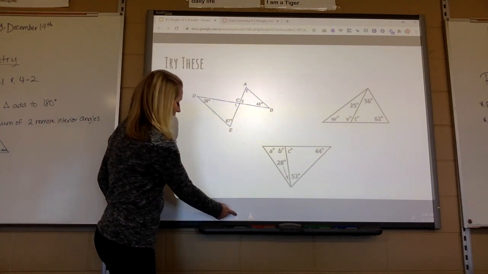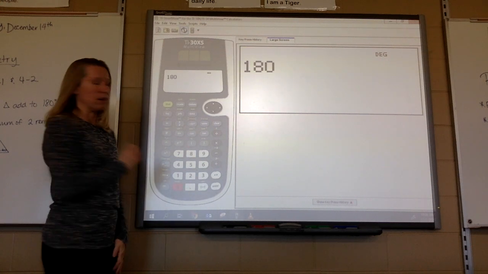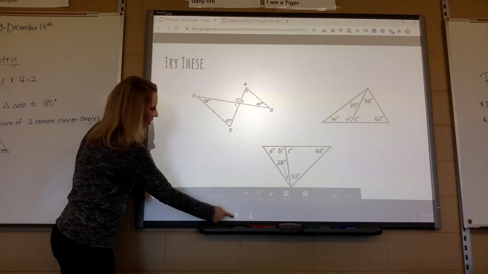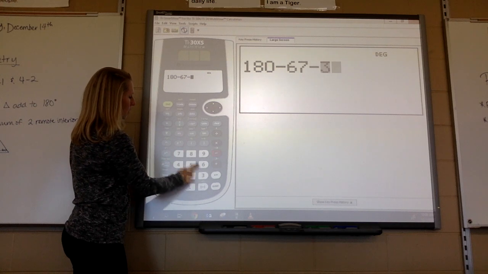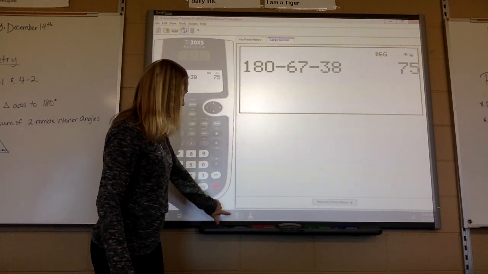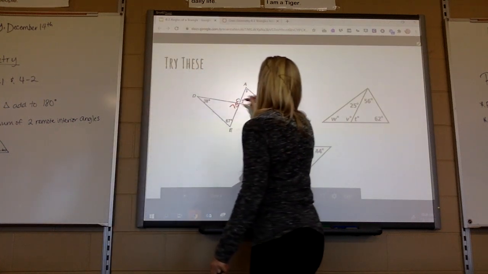So all the angles in a triangle add up to 180. So start with 180 in your calculator, minus the other two angles, which would be 67 and 38. So minus 67 minus 38. Hit enter, and the missing angle is 75 degrees. So angle 1 is 75.